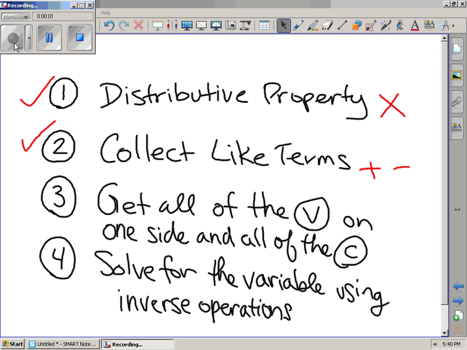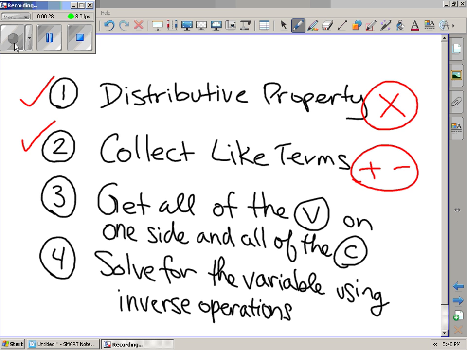For this problem, we're going to use this set of steps. Number one, we're going to use the distributive property, and the distributive property uses multiplication. So that's what comes first in this order, using PEMDAS. Next, we're going to collect like terms because that's where we add and subtract. So that's next in PEMDAS.